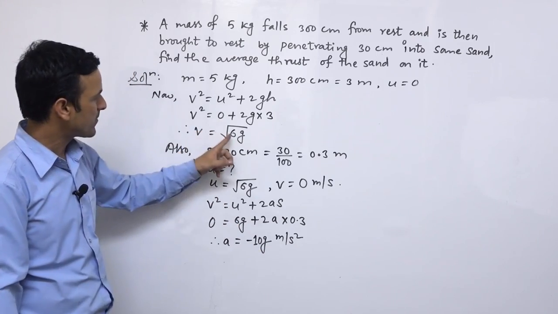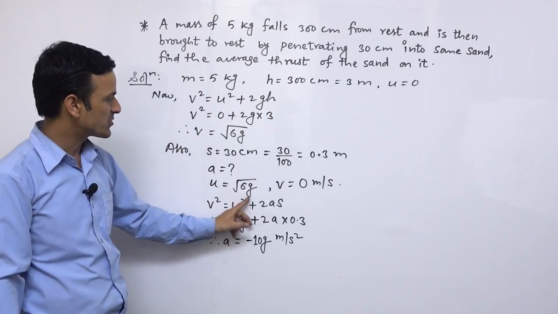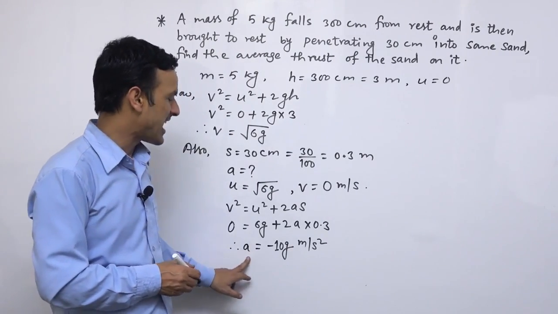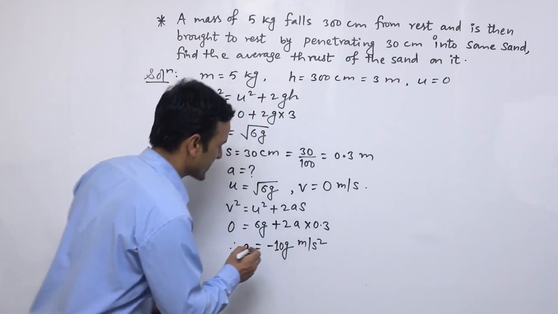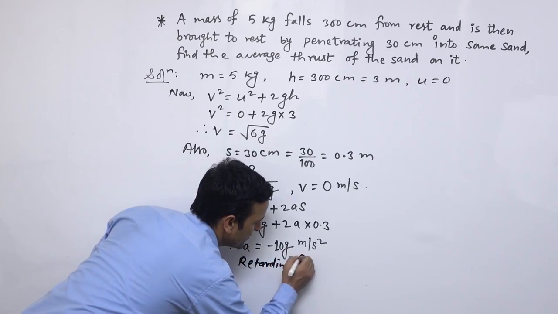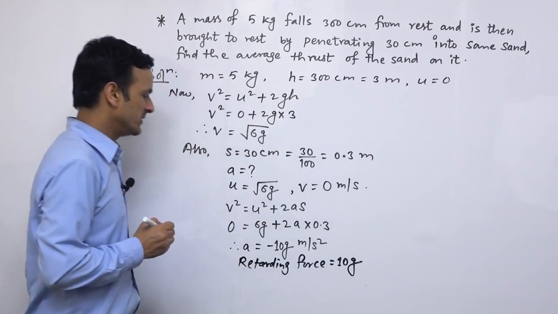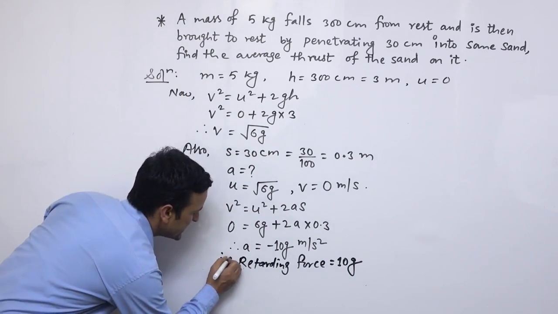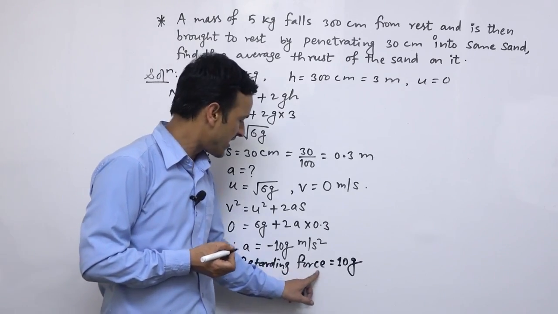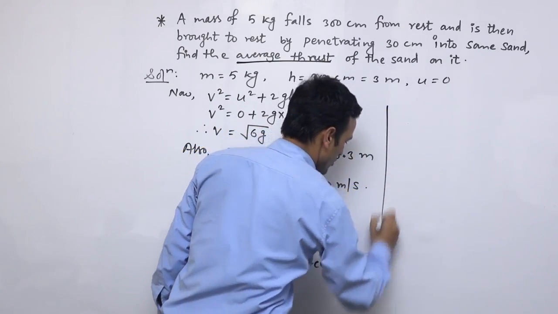So in this way, by applying two rules, v square is equal to u square plus 2gs and v square is equal to u square plus 2as, we can find out this value. So this is acceleration or retardation. So retarding force is 10 gram here. We can write down retarding force, that is negative acceleration means it is retardation, and retarding force is 10 gram. And we can find out the average thrust over here.